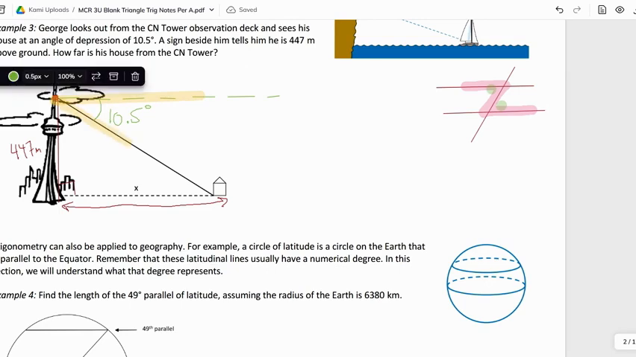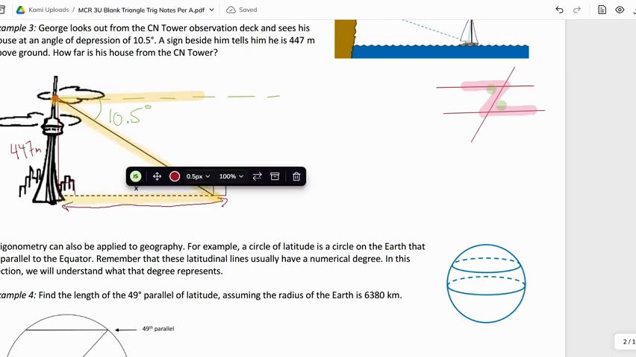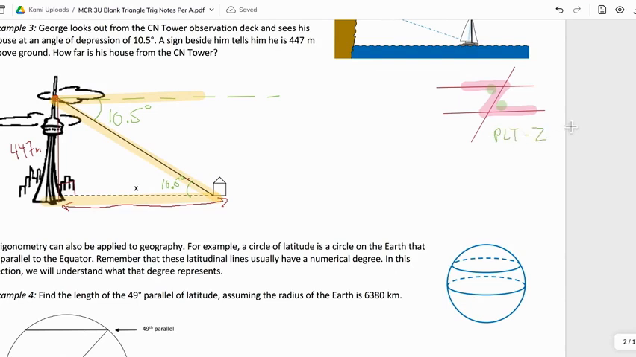As such, yes, we can say that this angle here is also 10.5, right? As a result of the parallel line theorems. We call it parallel line theorem dash Z. Do you remember which other letters are part of the parallel line theorem? C and F. Good job.